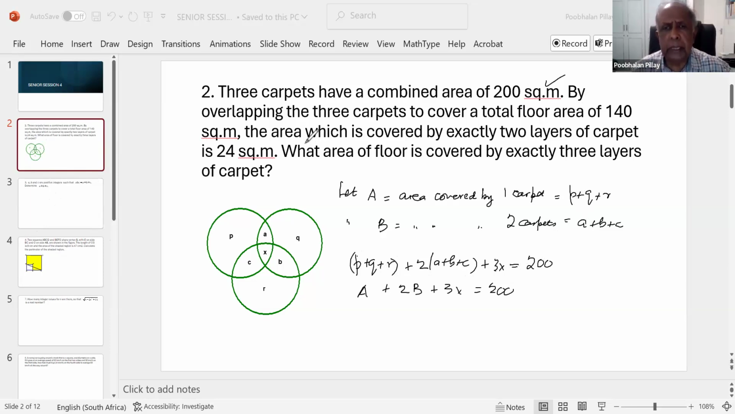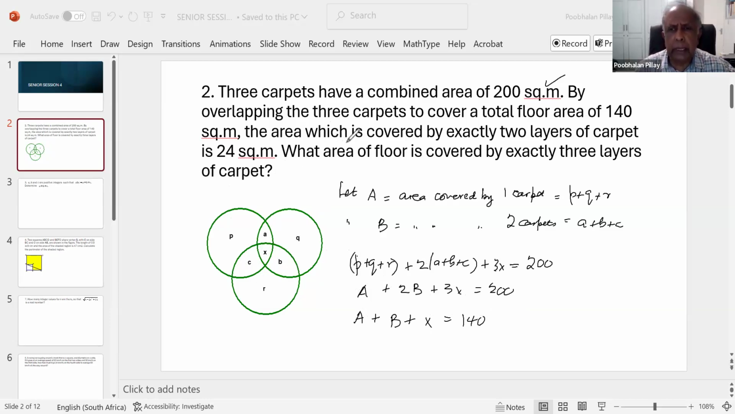The second piece of information says that by overlapping the 3 carpets to cover a total area of 140 square meters. So this area that we are seeing here is 140 altogether. Now that is the P plus Q plus R, which is your A, area covered by 1 carpet. And now it's A plus B plus C, because this is the area that we are looking at. So that will be B and then X. So the area covered by this entire piece here is 140.